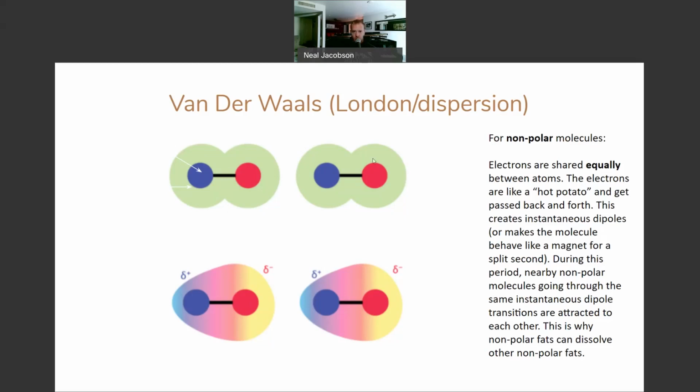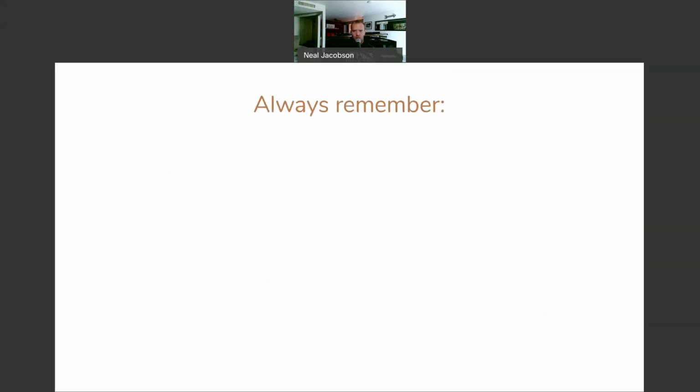Now, if there's a molecule next to it doing the same thing where the blue circle has passed its electron to the red circle, these two ends of the molecule, the negative end of the red circle and the positive end of the blue circle, attract each other and they can dissolve each other. And so this is why nonpolar fats can also dissolve other nonpolar fats.